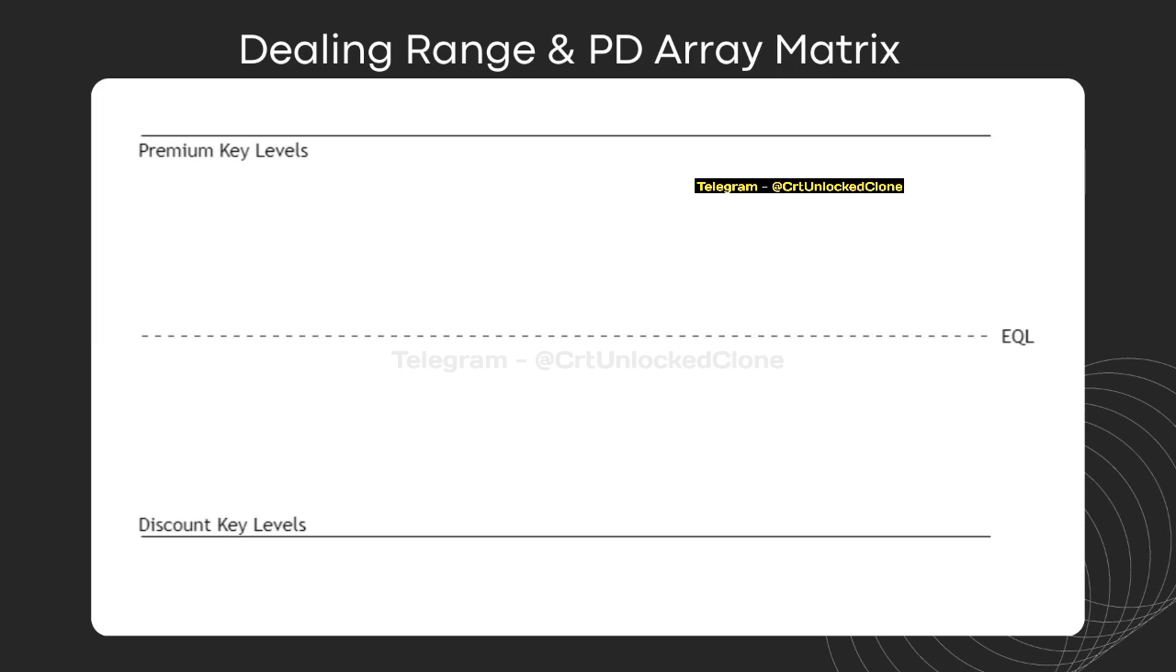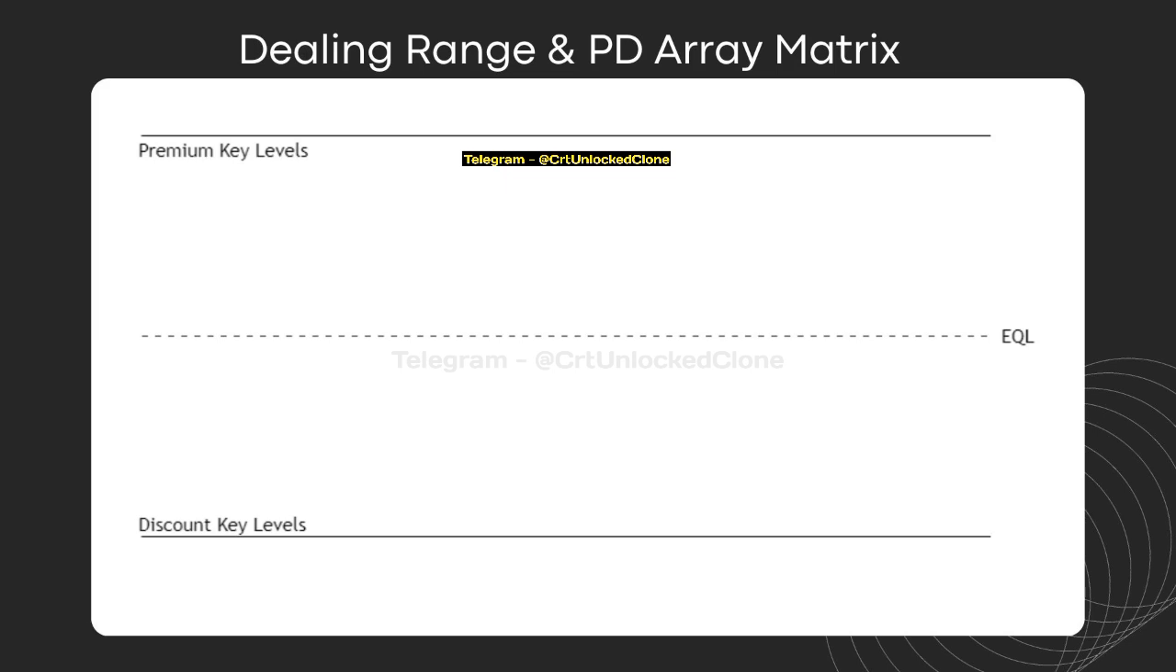If we didn't have this filter or this PDRA matrix, then we would be selecting every random key level inside this range. But now, thanks to this concept, we've added a filter and we've literally excluded half of the key levels based on the PDRA matrix and the market conditions that we are dealing with.